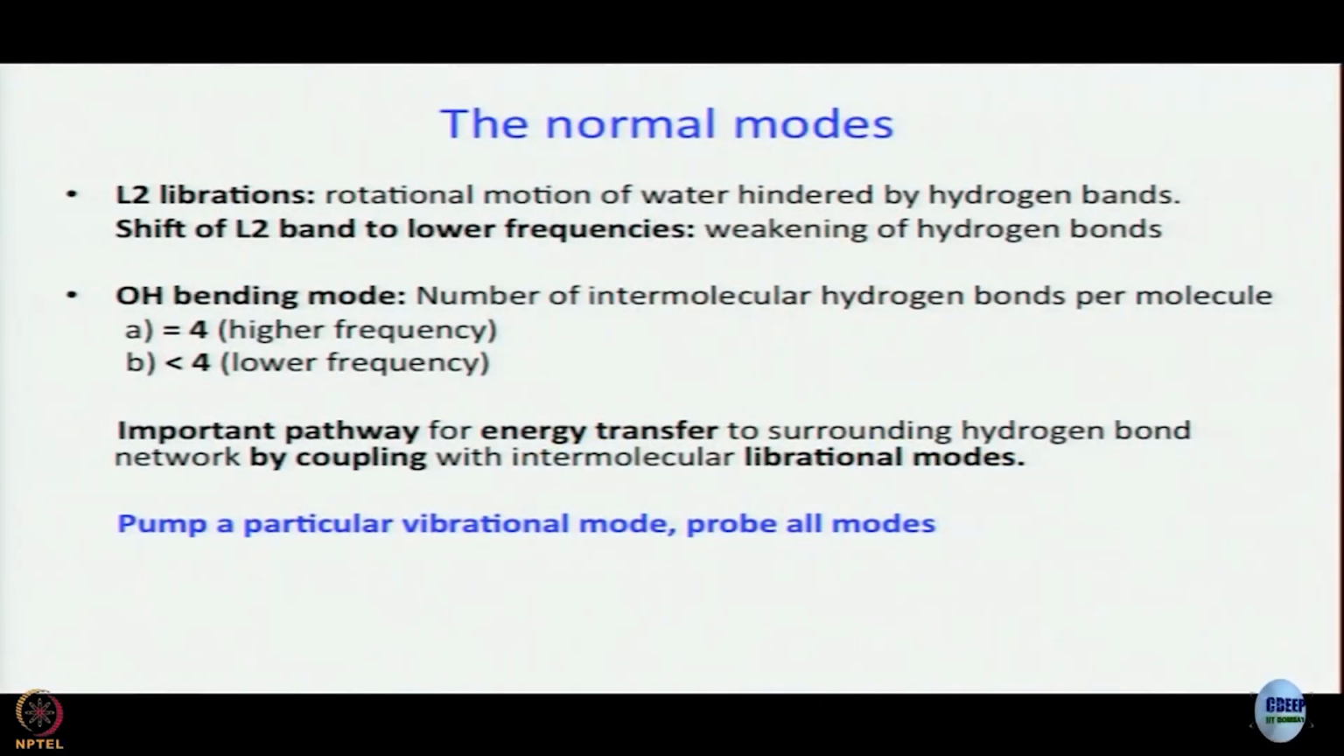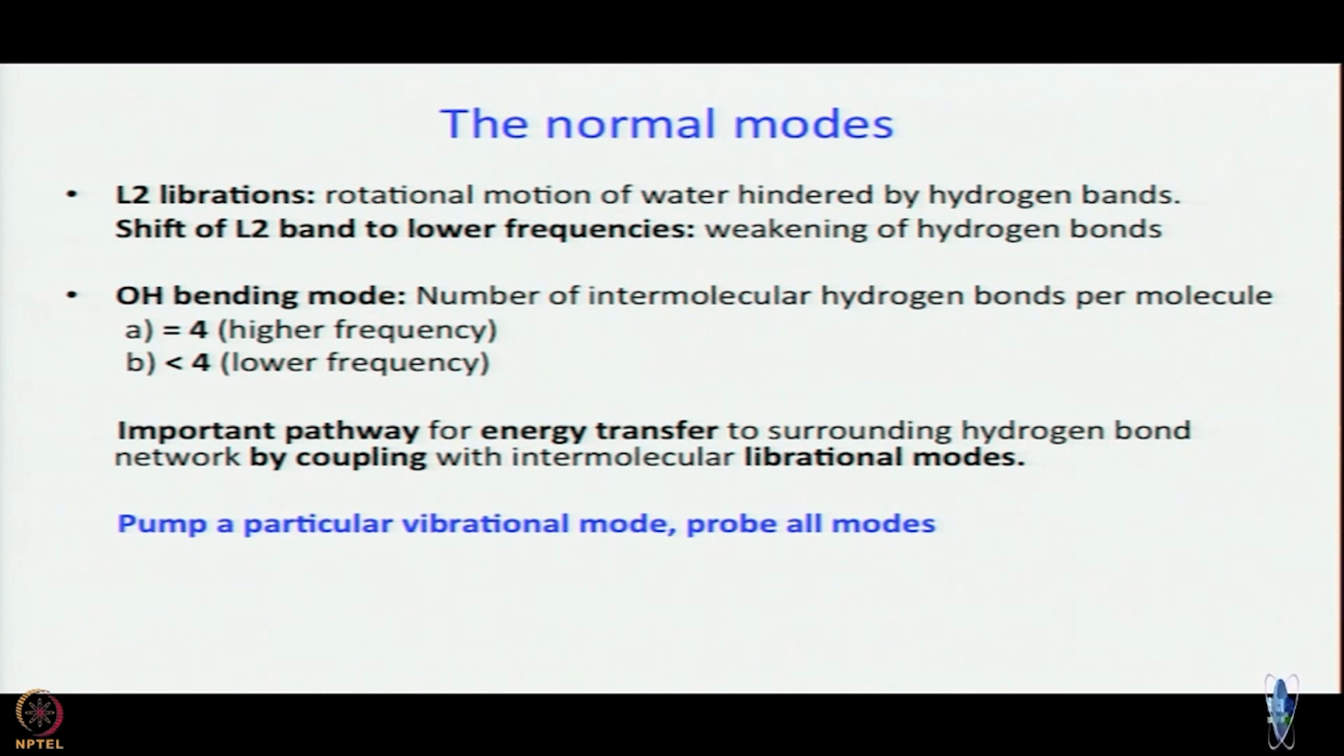It is known that the frequency of the OH bending modes depends on the number of intermolecular hydrogen bonds per molecule. So, if it is equal to 4, then you have a higher frequency vibration. If the number of intermolecular hydrogen bonds per molecule is less than 4, then you get a shift. So, therefore, there seems to be a sort of a magic number here. How many can you have per molecule, that is another question. There is a reason why 4 is a magic number.